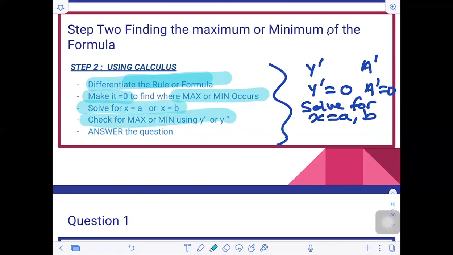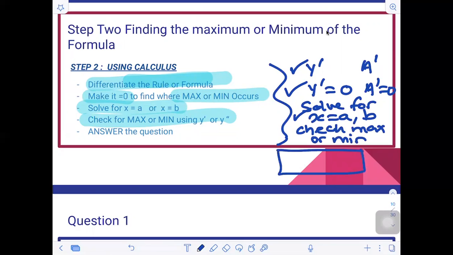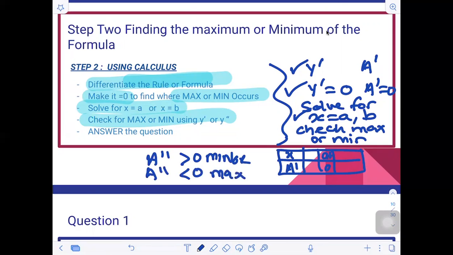Check whether it's maximum or minimum. So you get 1 mark for differentiating, 1 for solving for the a and the b, and then you have to check if it's a maximum or a minimum. And to do that, you can either use a table if it's hard to find A dash dash, or you can use a double dash. And if A double dash is greater than 0, it's a minimum. If A double dash is less than 0, it's a maximum.